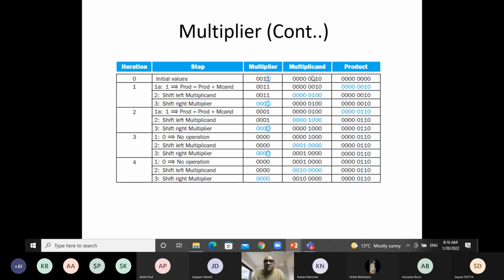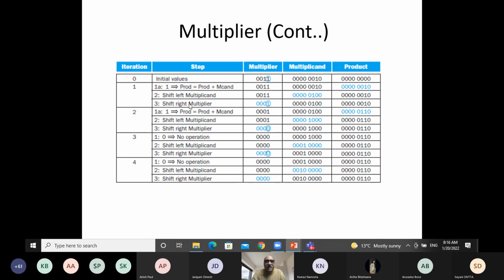This is your multiplicand. You see that the 4-bit multiplicand is placed in the rightmost position of the 8-bit register, because since it's 4 bits, we need a double-size register, because this entire multiplicand has to be shifted towards the left at the end. Here, since it is a 1, the multiplicand will be added to the product. So we'll get this intermediate product.